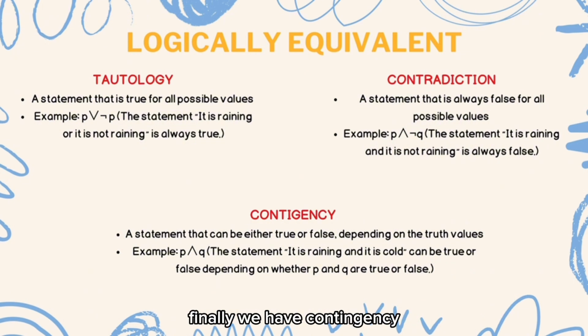Finally, we have contingency, which is a statement that could be either true or false depending on the truth values of its components. An example is P and Q, which could be true if P and Q are true, but false if either one is false. For instance, the statement it is raining and it is cold can be true or false depending on the actual weather conditions.